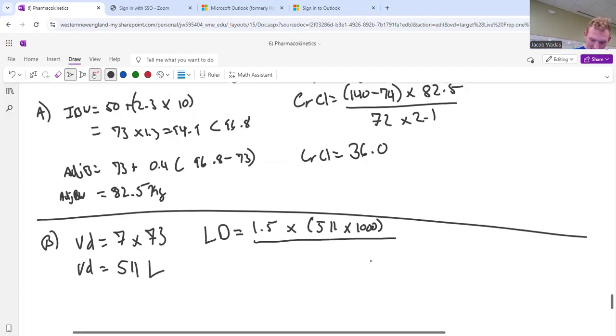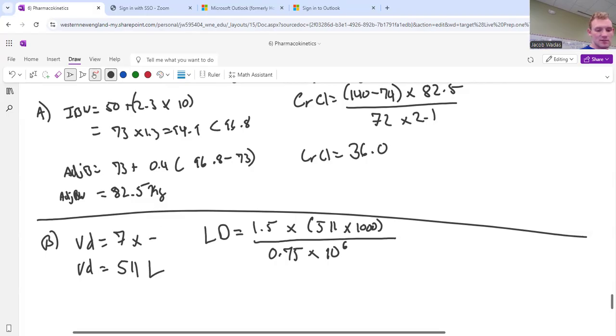Times the loading dose times F, the F for the oral tablets, which is 0.75, times 10 to the 6. You have to remember the F values for the different formulations of the digoxin. But the loading dose equation is on the equation sheet. You have to remember what the VD equation is.